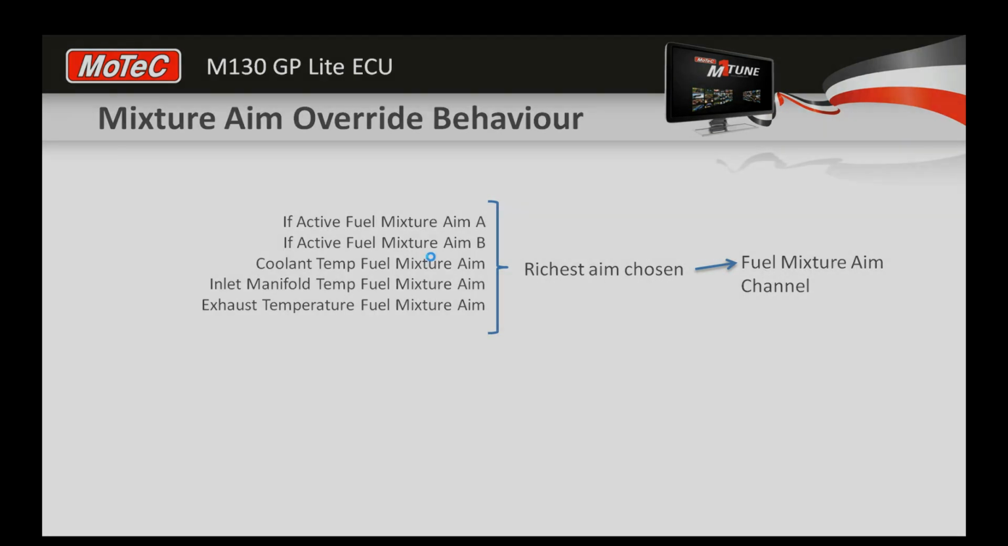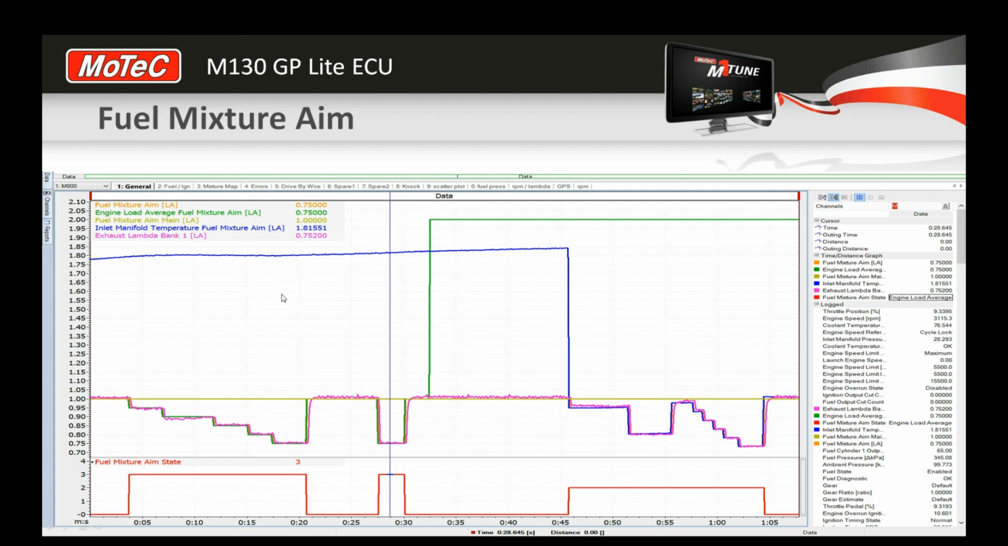Alright, so this is a little diagram just demonstrating how well this system works. I captured this data quite some time ago. The purple squiggly line there is the real lambda channel, and on this capture I went in and just made different fuel mixture aim tables richer, and as I'm doing that, you can see the fuel mixture aim state is changing through the different tables.